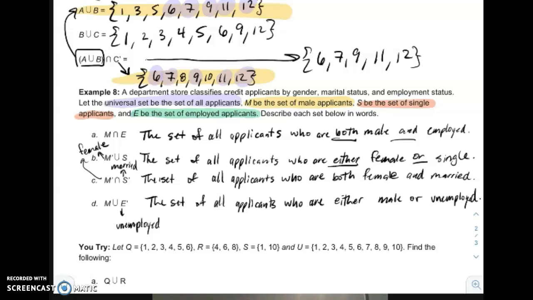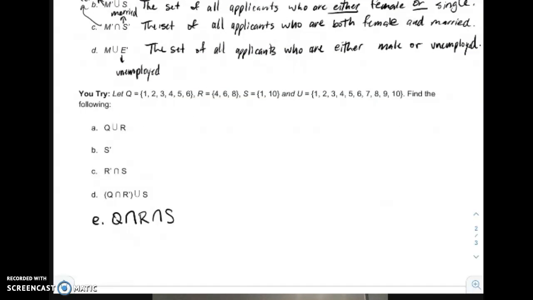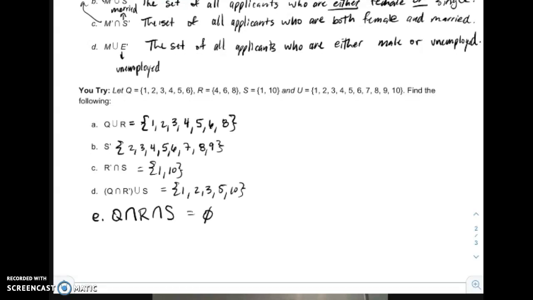All right, and then look at this last example. It's a you try. Pause the video and try this on your own. And then in a few seconds, I'm going to show you the answers. So pause right now. And here are the answers to the you try. So make sure you go through that. And if you got anything wrong, try to figure out what went wrong. All right, so that's lesson 1.2, and have a great day.